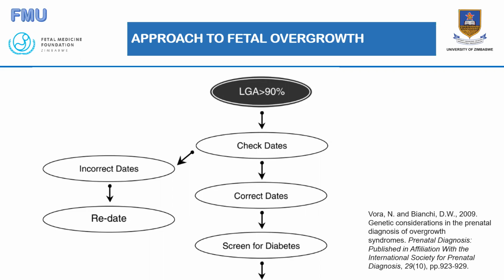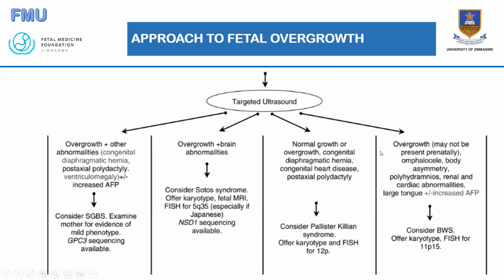After excluding diabetes, and we are certain that there's no diabetes, we now begin to think of the overgrowth syndromes. This is what Diana Bianchi from America and her colleagues recommend: that you now have to do a targeted ultrasound. In this targeted ultrasound, how can we help to triage and know which syndromes we are dealing with? The overgrowth syndromes are more than what you are looking at. I'll show you when we do the OMIM together.